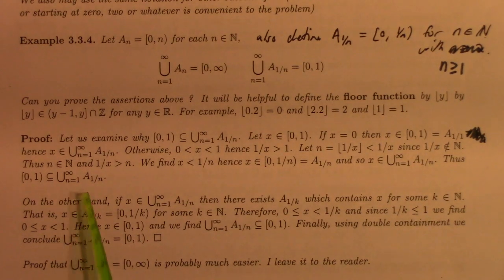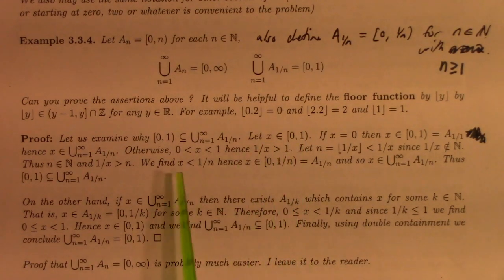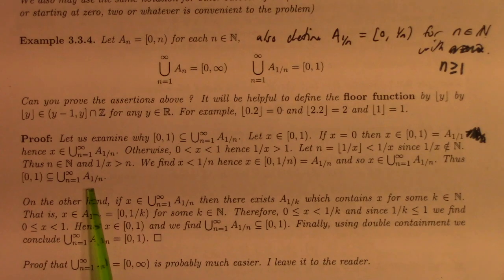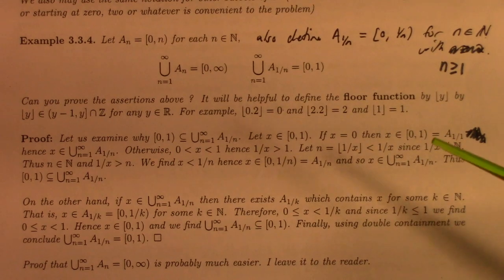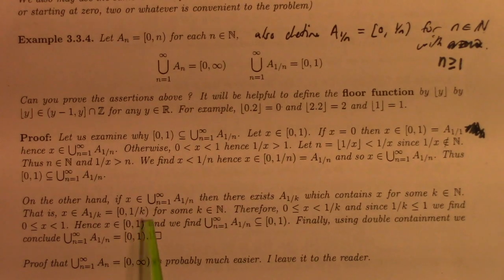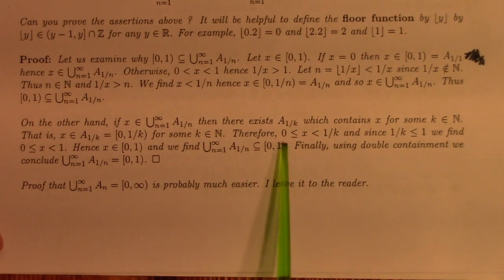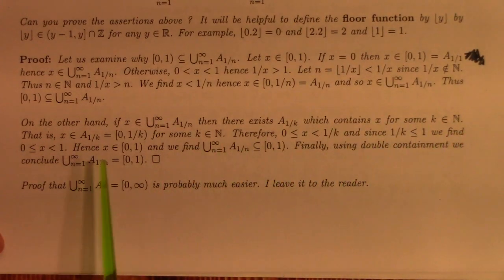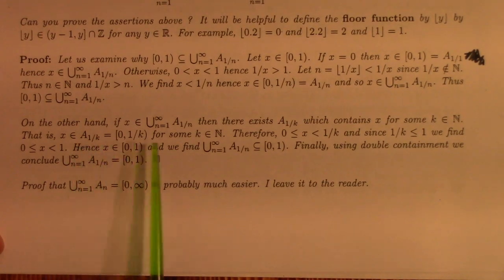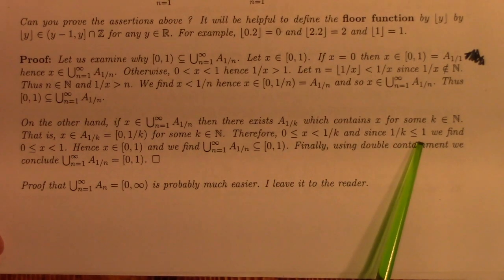Because we took an arbitrary point in 0, 1, and we showed that whether that arbitrary point was 0 or a number between 0 and 1, in either case, it's an element of one of these a sub 1 over n sets, which suffices to prove that it's in the union. All right. Now, on the other hand, if we pick x in the union, then that means that there exists a sub 1 over k which contains x for some k. That is to say that x is an element of a sub 1 over k, which means that 0 is less than or equal to x is less than 1 over k, but 1 over k is less than or equal to 1.